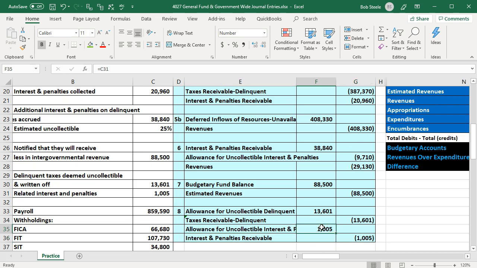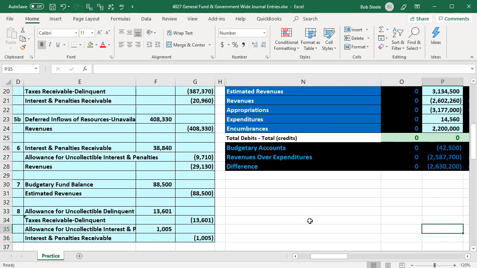Now, if you see this in a book problem, they'll often put the debits on top if they record it with just one journal entry. And so you could do that as well if you need to reformat that in that fashion. Okay, so here we're going to record this. Here's the allowance for uncollectible.